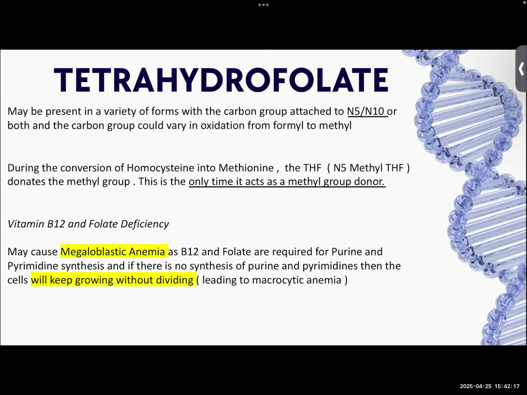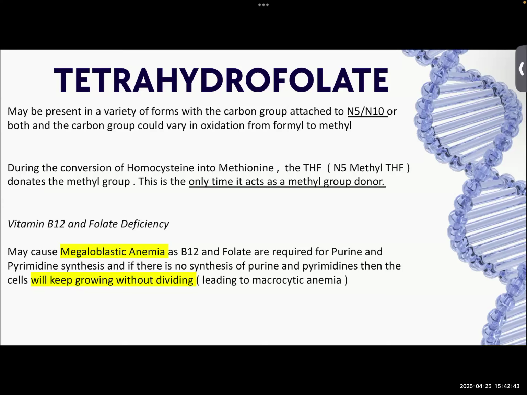And you'll see how both B12 and folate are involved in so many cofactors in purine and pyrimidine reactions. So if you don't have B12 and folate, you're going to have no synthesis of purines and pyrimidines. Purines and pyrimidines obviously make up DNA. So if you don't have purines and pyrimidines, then you can't divide the cell because you can't make another copy of the DNA. So the cell just keeps growing, which is why you have a macrocytic anemia.